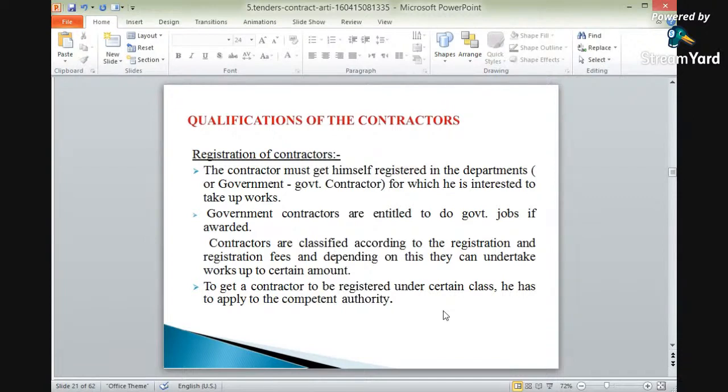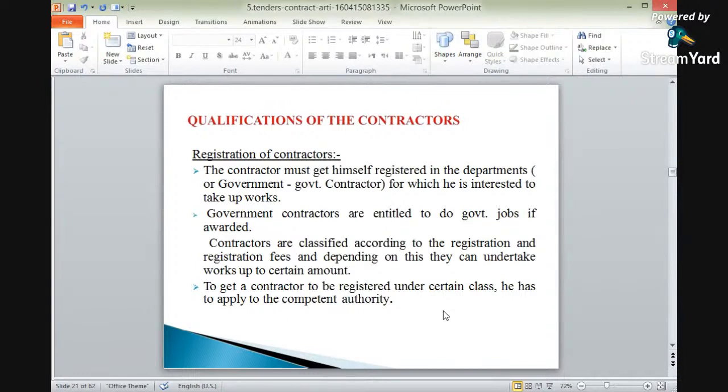The qualification of the contractors. First most important point is the registration. Okay. The contractor himself should register in the department in which he is interested to do the work. Okay. Next is nothing but the government contractors are entitled to do government jobs if awarded. If they are given the government job, they should do the jobs in the government departments also.